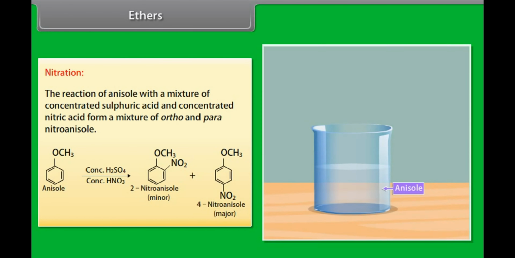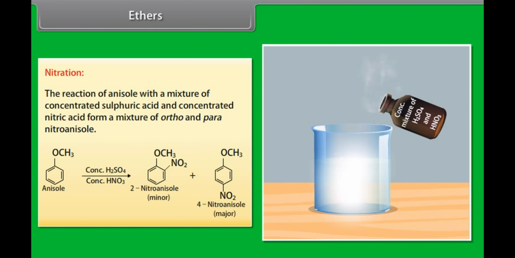Nitration. The reaction of anisole with a mixture of concentrated sulfuric acid and concentrated nitric acid forms a mixture of ortho and para-nitroanisole.